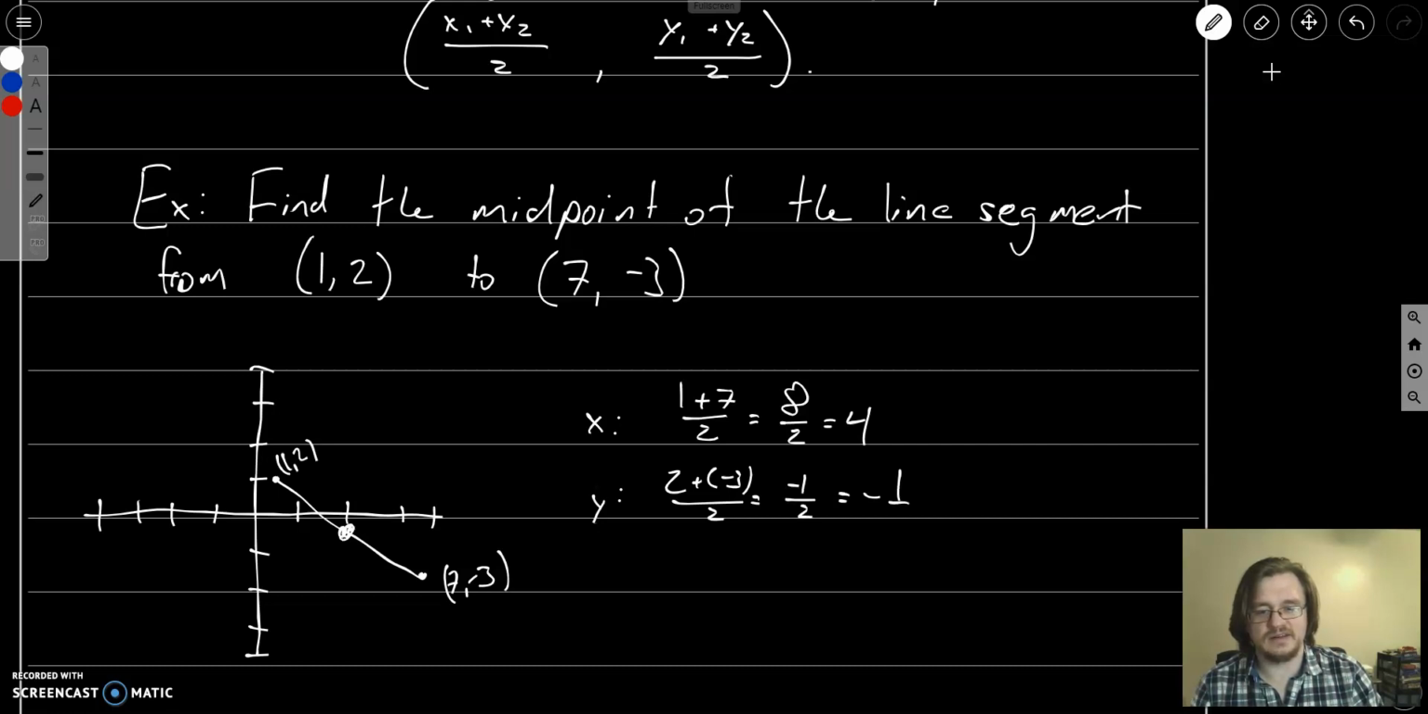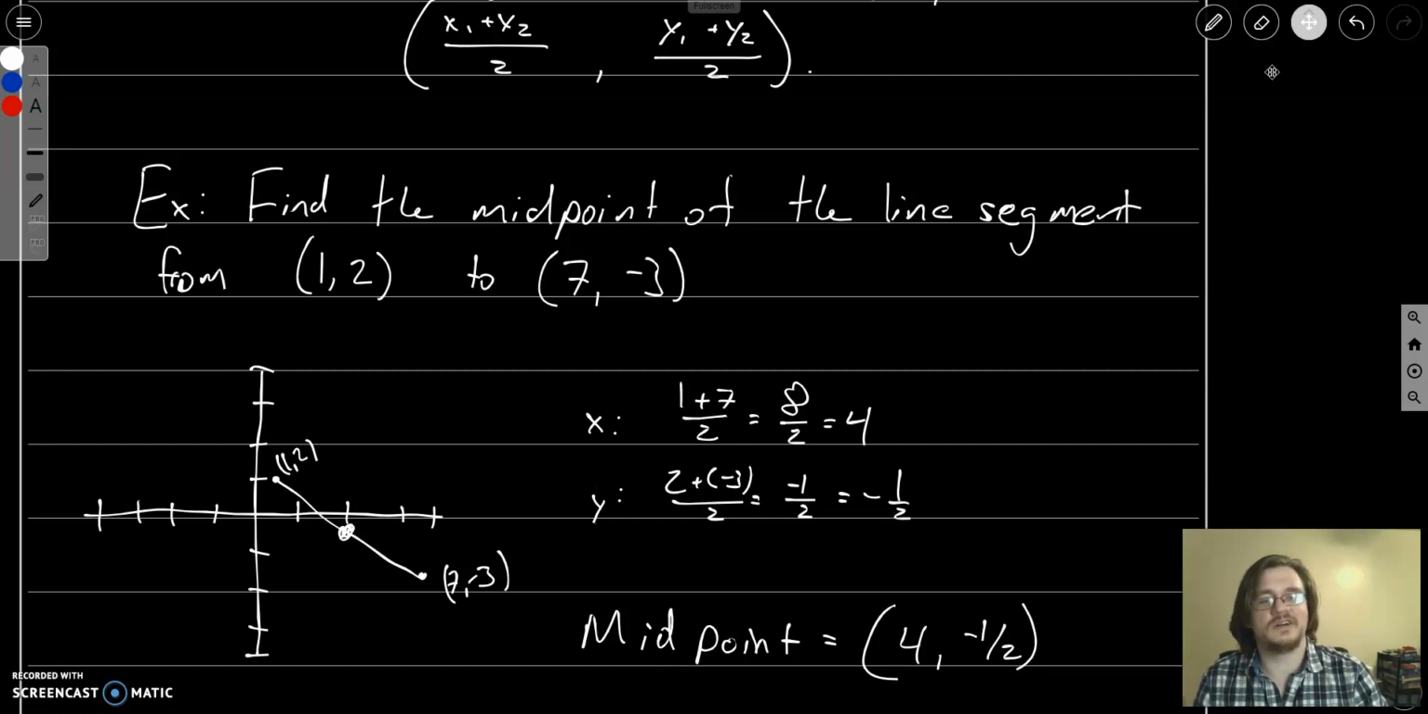And if I write that like this, so the midpoint is just 4, negative 1/2, which is about right there. So far, it's pretty good.